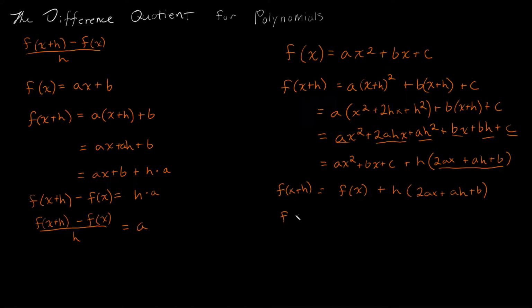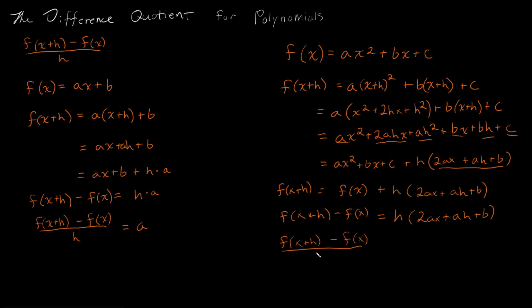Subtract f of x from both sides, minus f of x, that's equal to h times 2ax plus ah plus b. Divide by h, so f of x plus h minus f of x divided by h is equal to 2ax plus ah plus b as advertised. But you see how we can stop way back up here.